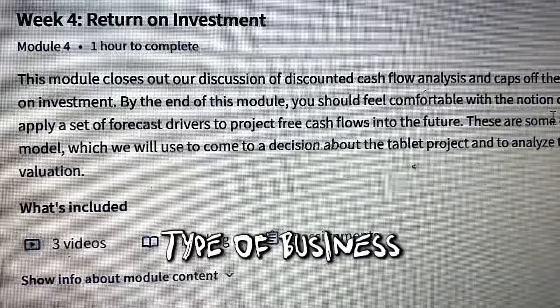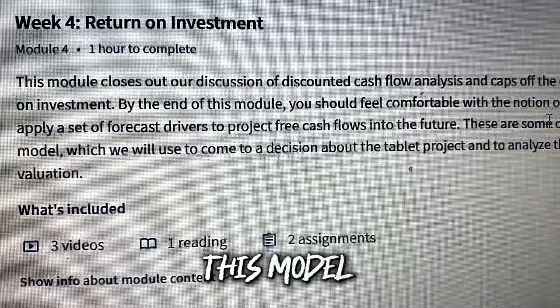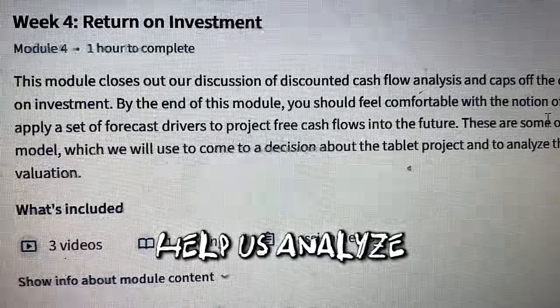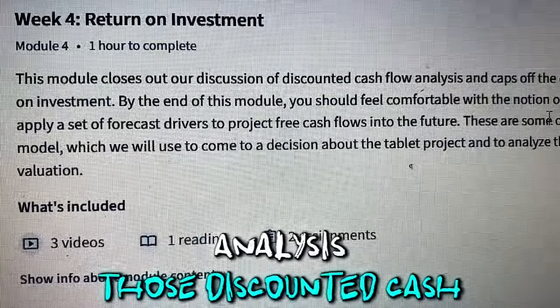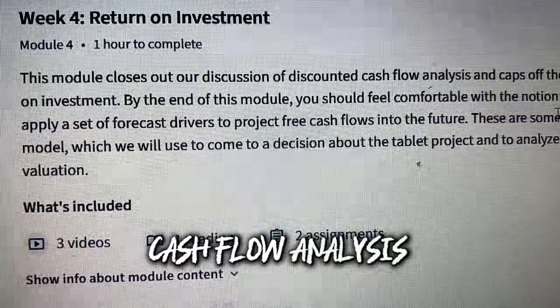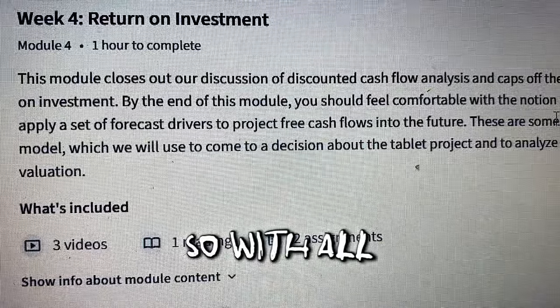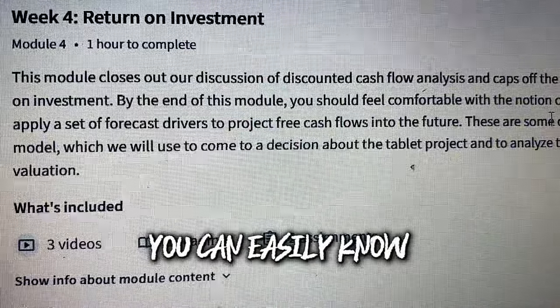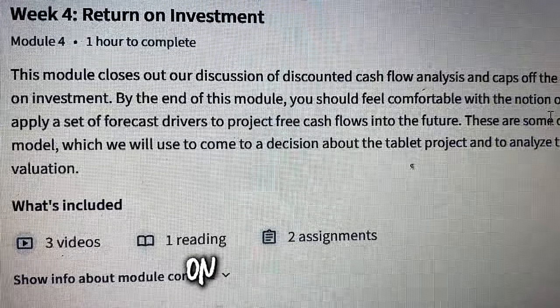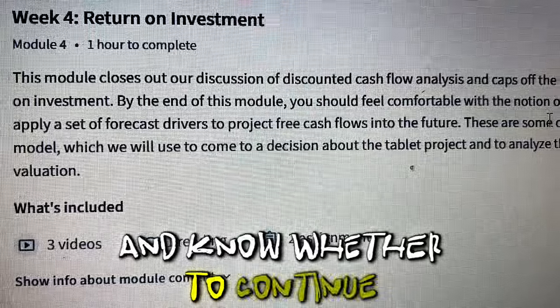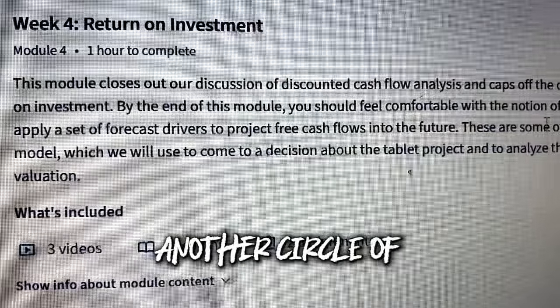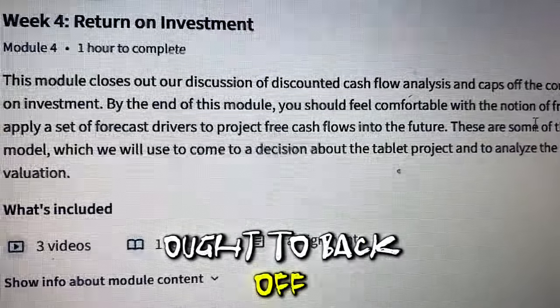This module helps us analyze discounted cash flow analysis, interest rates, and all. With all this, you can easily know your returns on investment and know whether to continue another cycle of that investment or to back off.